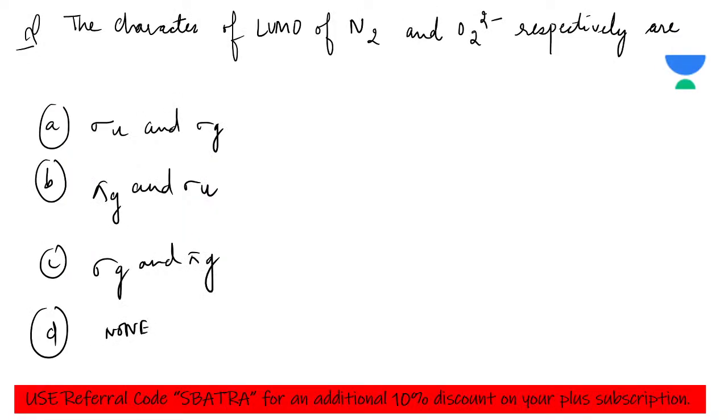So this is our next question. One more addition to this question: you need to tell the character of LUMO also. First question, the first option. The second question is you need to tell the character of HOMO also. You need to tell the character of LUMO and HOMO also.